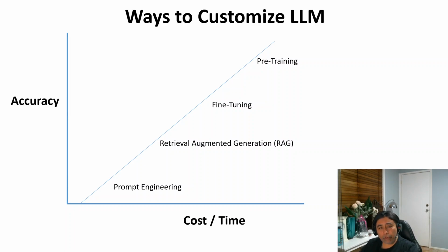Things get interesting when you want to customize these models as per your requirement. As you can see on this chart, as the cost and time spent on each way of customizing a model increases, its accuracy increases too. One of the cheapest and quickest ways is prompt engineering. A prompt is just the way you ask an LLM to do something.